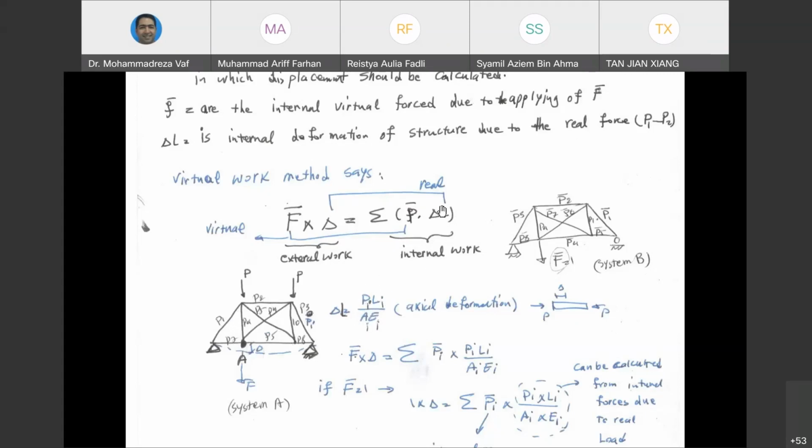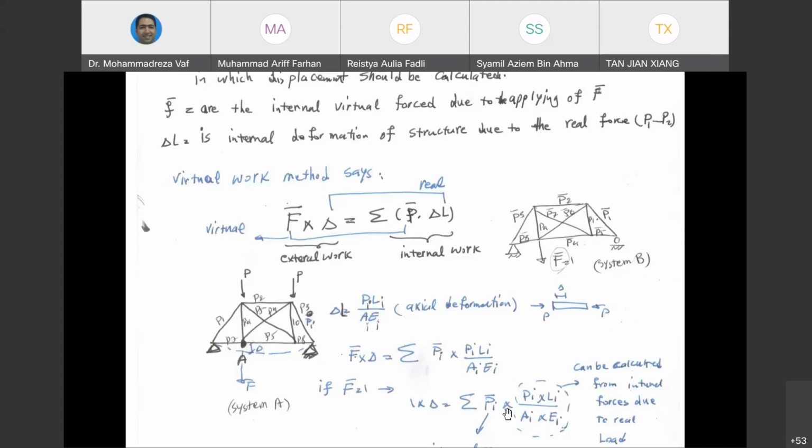So if you put this one back there, you can see our equation is going to change to this one. F bar multiplied by delta equals P bar i, which are the forces that come from this structure, multiplied by Pi, Li, Ai, and Ei, which come from this structure. And if we assume that F bar is 1, our delta can be easily calculated through this equation.